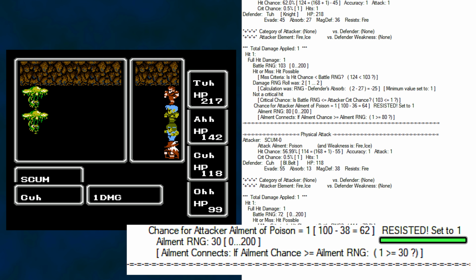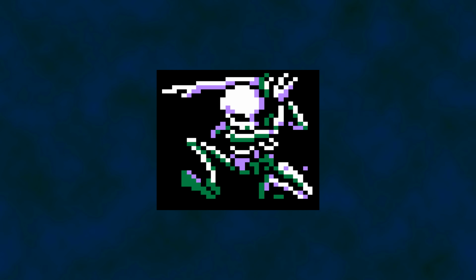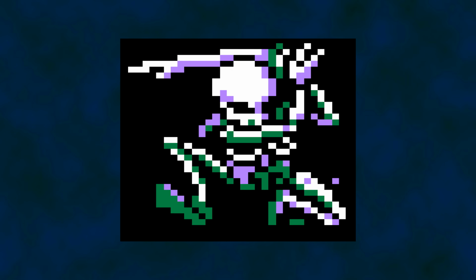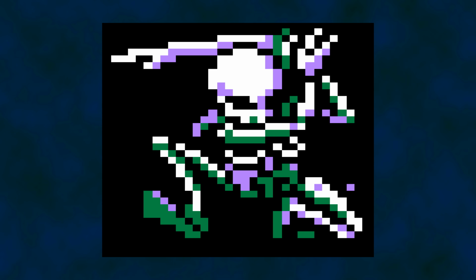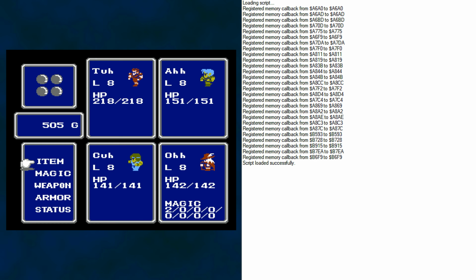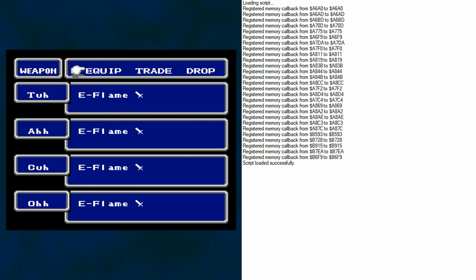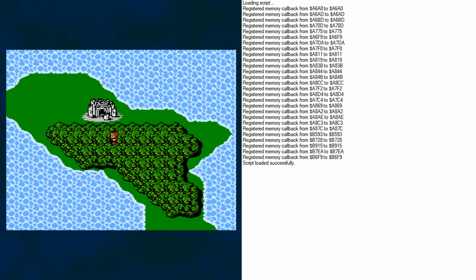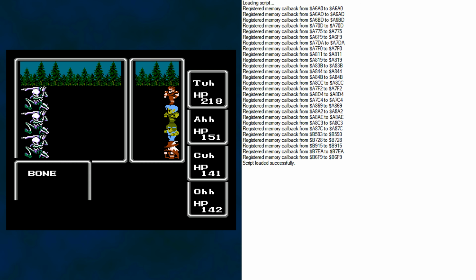Are there other bugs? Why, yes. These bone enemies are weak to fire. You would think that means you could equip a weapon that deals fire damage and it would provide an advantage. However, this is not the case. Let's give everyone a flame sword and enter the battle once again.